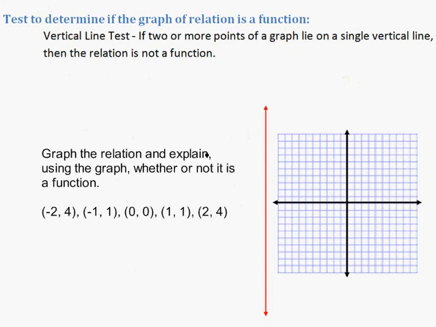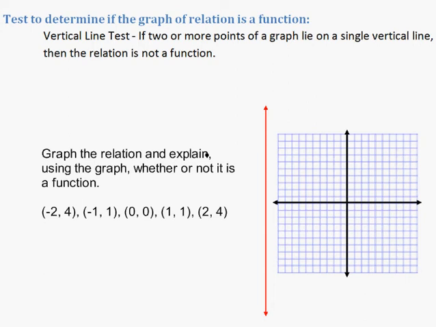We can tell if a graph is a function by using what's called the vertical line test. The vertical line test says if 2 or more points of a graph lie on a single vertical line, then their relation is not a function. So what we'll do is, in this example, we're going to go ahead and graph the relation and explain using the graph whether it is or is not a function.